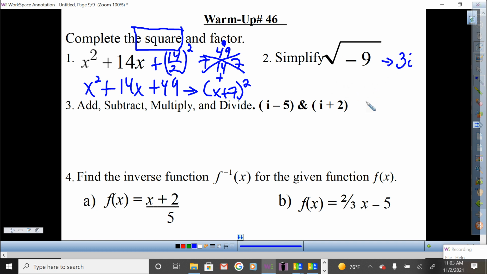Number 2, Juliana. 3i. Hands up if you got that. That is correct. Once again, square root of -1 times square root of 9. Square root of 9 is 3. Square root of -1 is i.